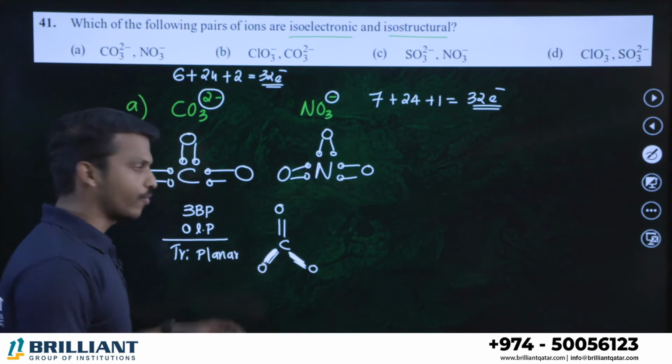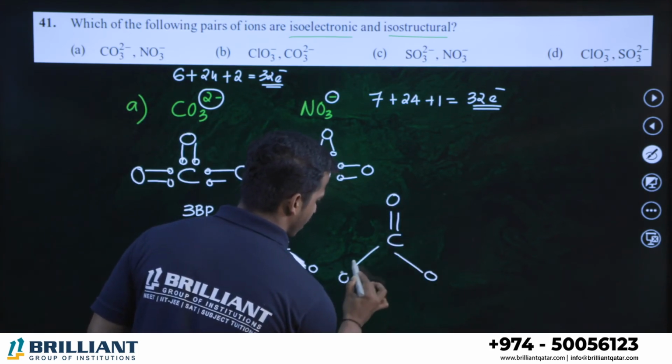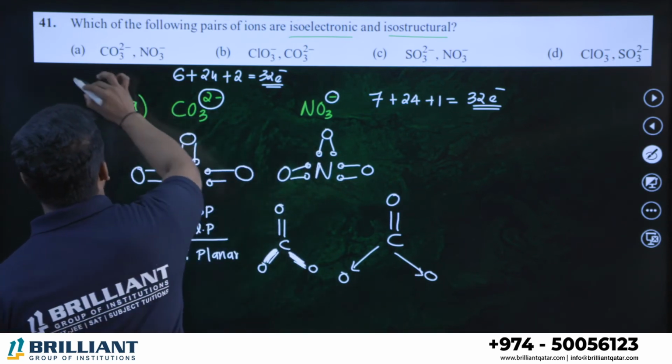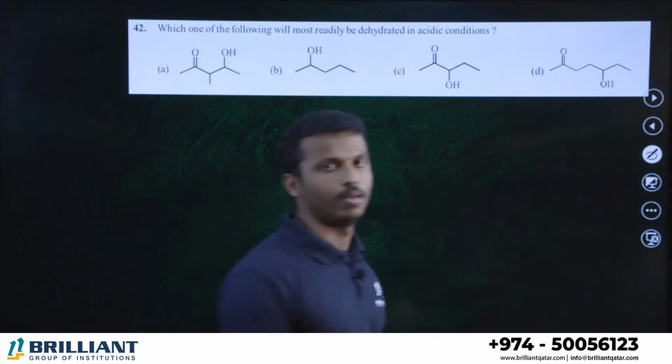You know the exact structure of the carbonate ion, right? C double bond O. These two are single bonds, actually not single bonds. What is it called? Coordinate bond. Alright, so their answer is option A itself. They have the same structure, the same number of valence electrons. Next one, an important question.